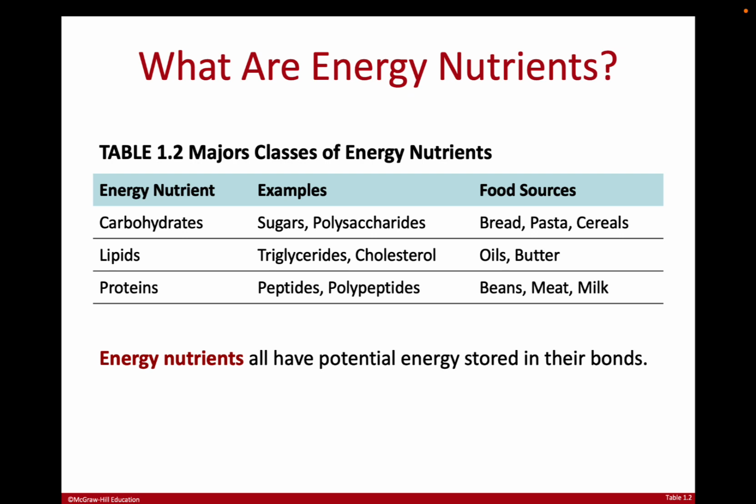And all these energy nutrients have potential energy, which we talked about in a different lecture, stored in their bonds. So that's a type of chemical energy. And so if we break down these big molecules by hydrolysis, we can use the energy in those bonds to do work in the cell to make them run, as well as using these molecules for building the parts of a cell.